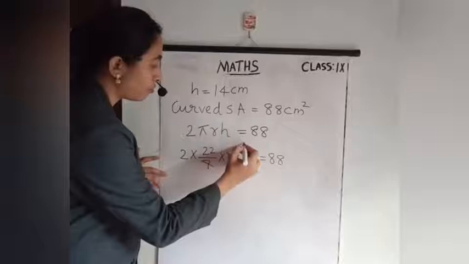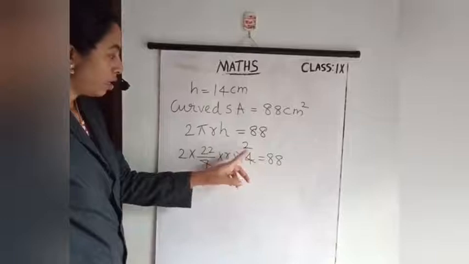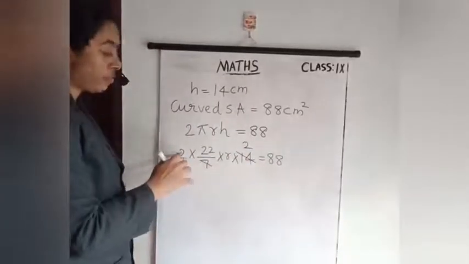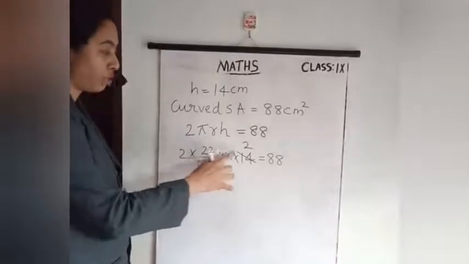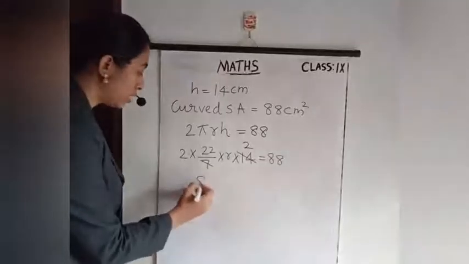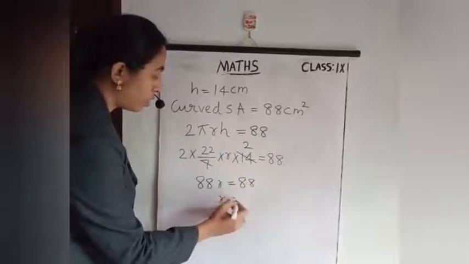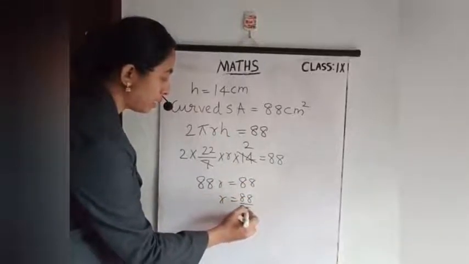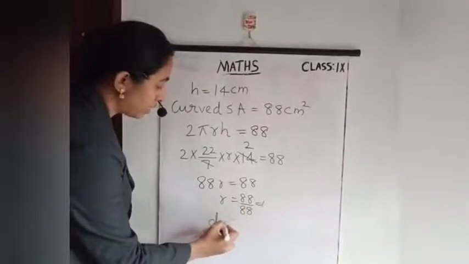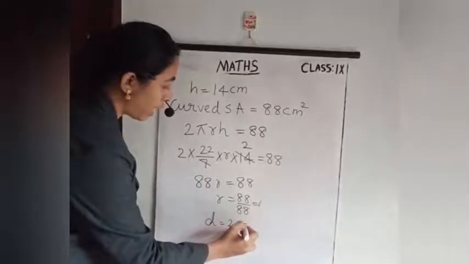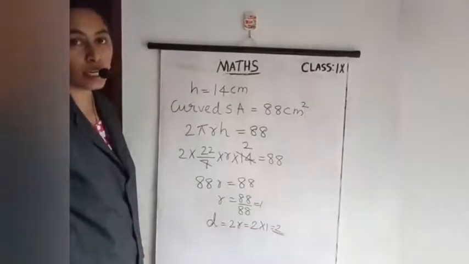7 twos are 14. So we cut 7 and 14, we get 2 here. Okay. Now substitute, multiply 2 into 22. 2 into 22, 44. 44 into 2, 88. So this is 88 r equal to 88. Now r equal to 88 by 88 equal to 1. Now the radius is 1. Then we need to find its diameter. Diameter equal to 2r equal to 2 into 1 equal to 2. So the diameter of that cylinder is 2.